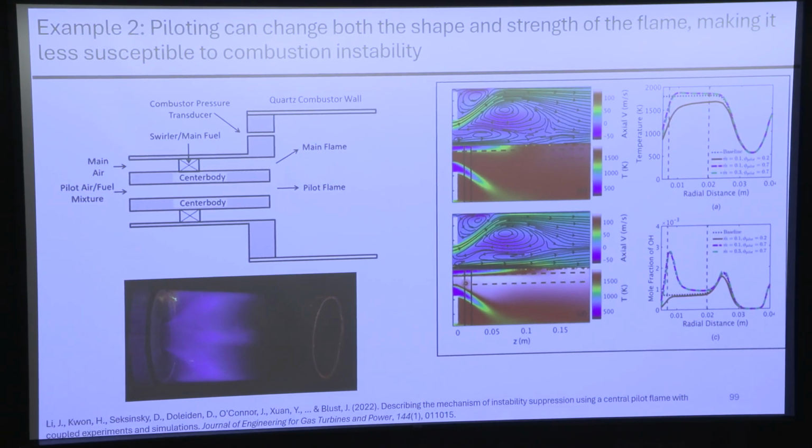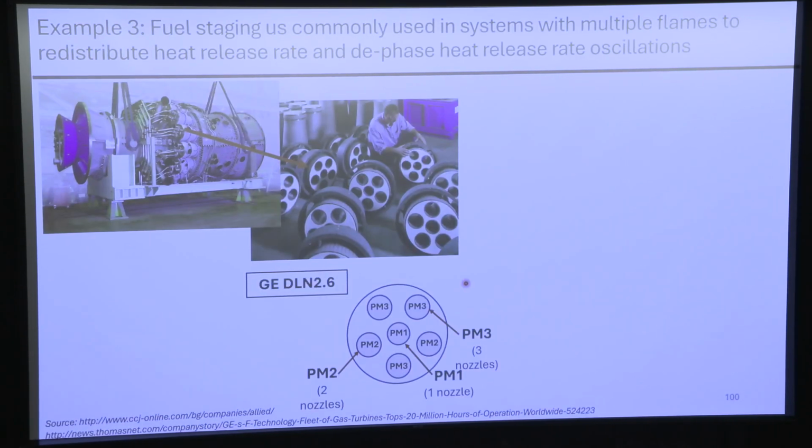So we changed the heat release distribution a bit. We changed the strength and geometry of the flame, and we can really suppress the instability as a result. And this is one reason that people use piloting. Another common way of doing this is called fuel staging. And so with piloting, you can vary the equivalence ratio between multiple circuits in a single injector. But fuel staging is where you change the equivalence ratio from injector to injector.